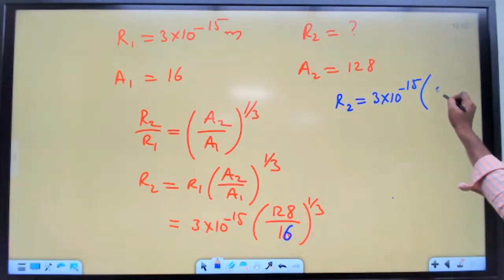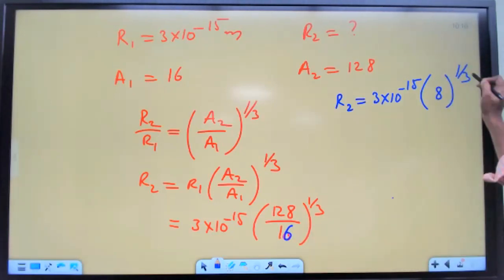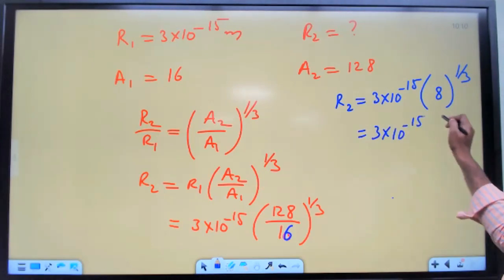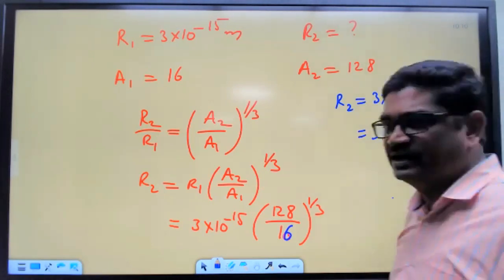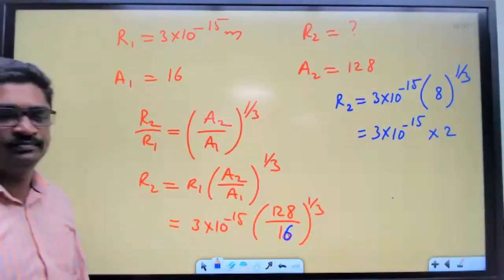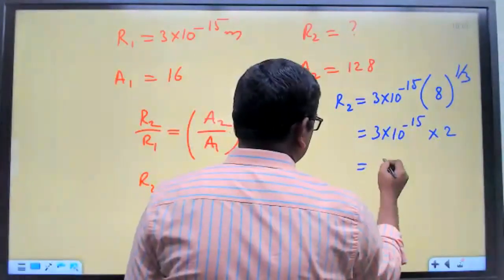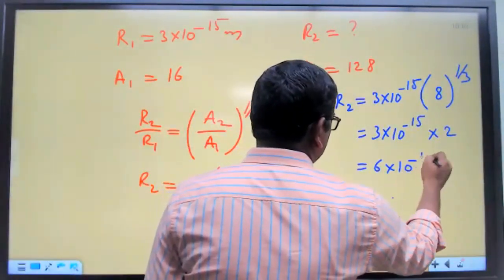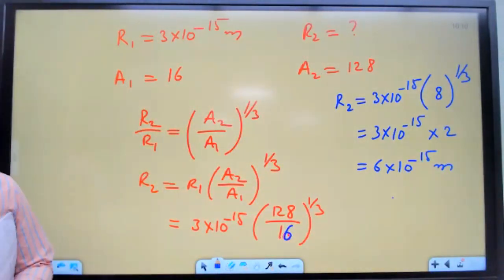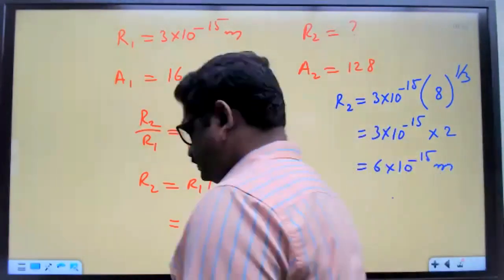128 by 16 means 8. 8 whole power 1 by 3 can be written as 2. So 2 into 3 is 6. 6 into 10 power minus 15 meter, or 6 Fermi. Completed?